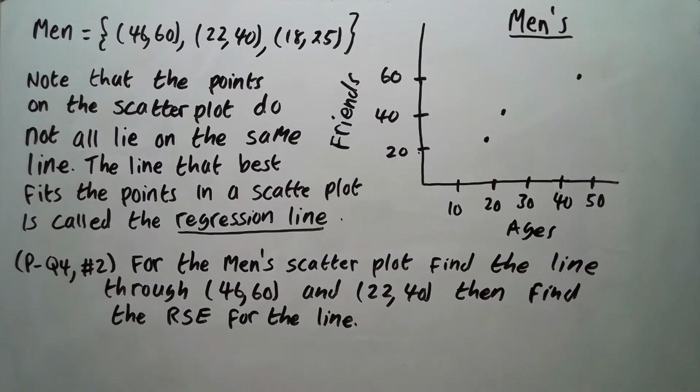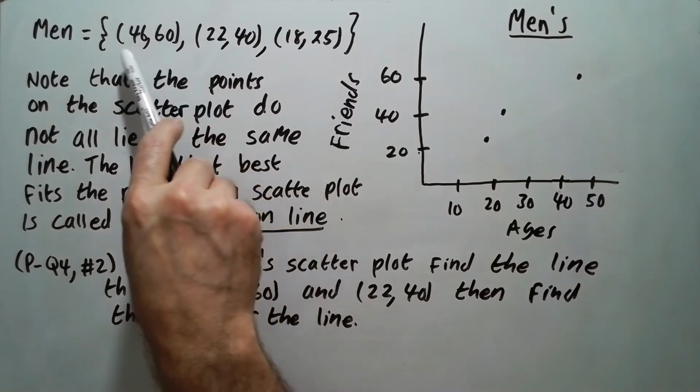Okay, so let's take a look at practice quiz 4 number 2. The question says for the men's scatter plot, find the line through (46, 60) and (22, 40), then find the RSE for the line. The RSE stands for the residual standard error. So here's the scatter plot for the men.